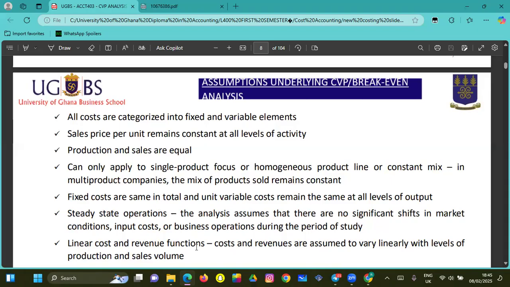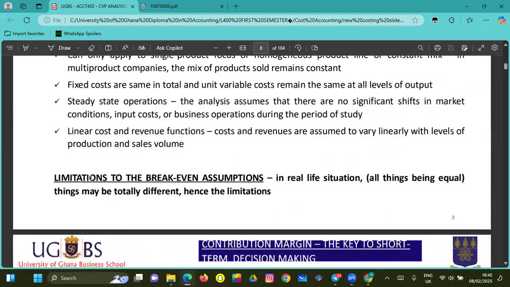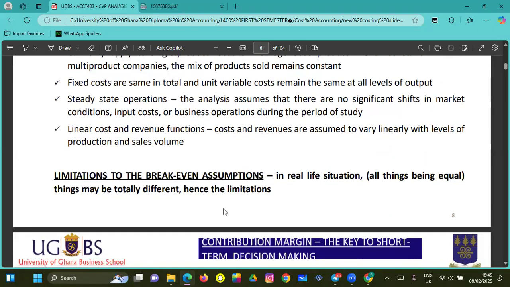Linear cost and volume, linear cost and revenue functions. Costs and revenues are assumed to vary linearly with levels of production and sales volume. So there are some limitations to break-even analysis. In real-life situations, all things being equal, things may be totally different, hence the limitation.